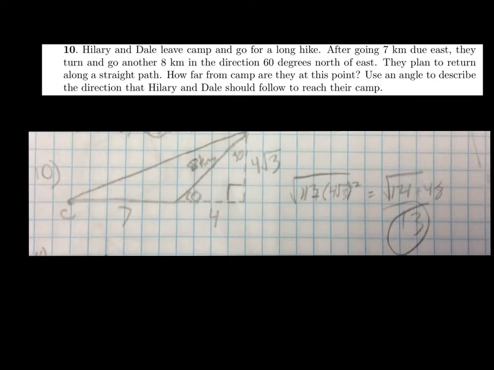All right, number 10. Hillary and Dale leave camp and go for a long hike. After going 7 kilometers due east, they turn and go another 8 kilometers in the direction 60 degrees north of east. They plan to return along a straight path. How far from the camp are they at this point? Use an angle to describe the direction that Hillary and Dale should follow to reach their camp.